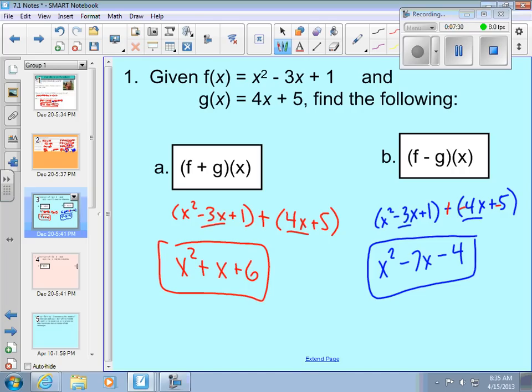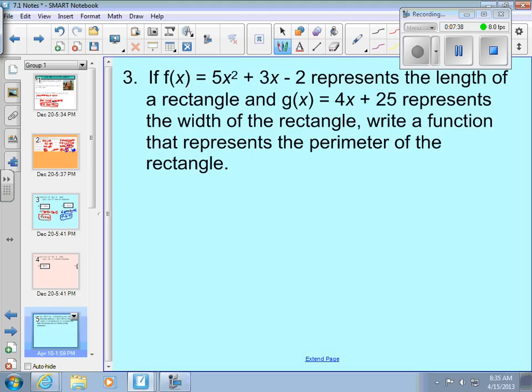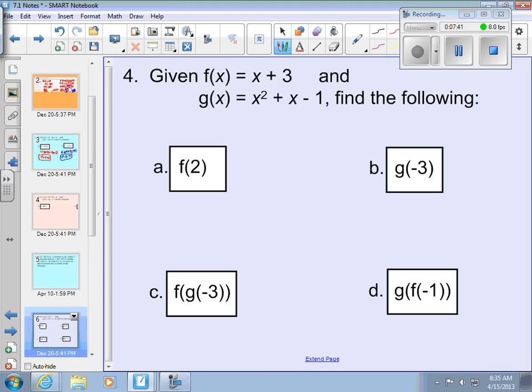The multiplication ones and division ones for number 2, we'll try those when you get to class. If you want to try them now, you certainly can. Same with number 3. Let's go and look at number 4 on the back of your sheet.